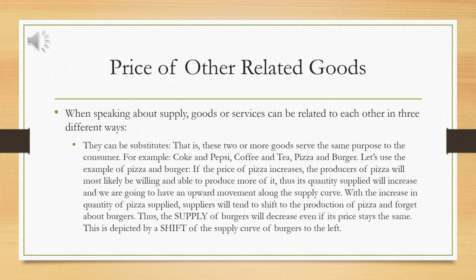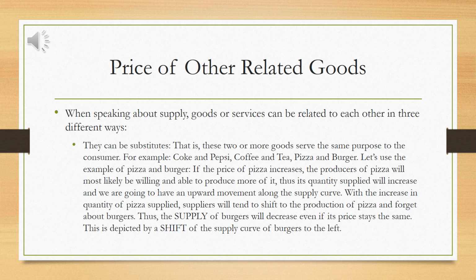When speaking about supply, goods or services can be related to each other in 3 different ways. First of all, they can be substitutes. That is, these 2 or more goods serve the same purpose to the consumer. For example, Coke and Pepsi, coffee and tea, pizza and burger. Let's use the example of pizza and burger.